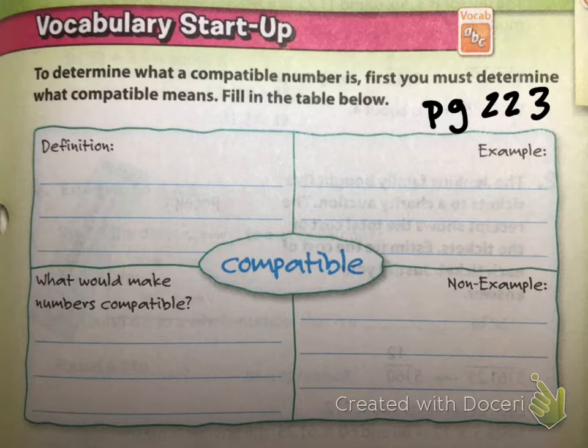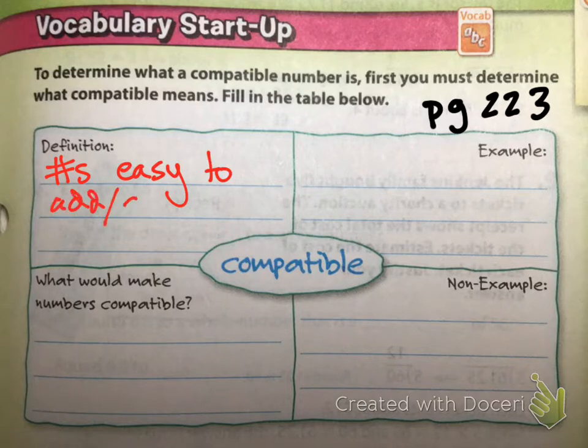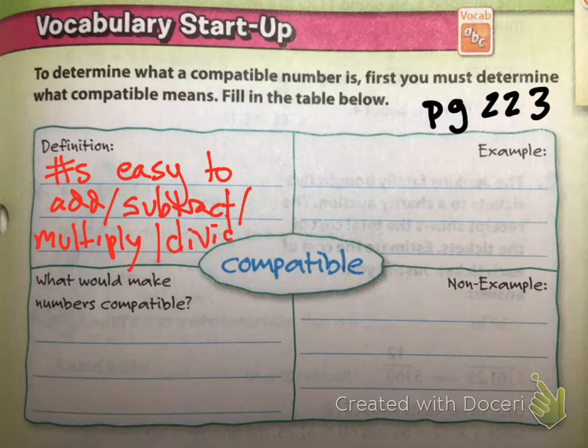Who would like to tell me the definition of compatible? What's a good definition you have of the word compatible? Abby, what's your definition? I think it'd be like compatible numbers, numbers easy to add, subtract, multiply, divide. So she's saying that.